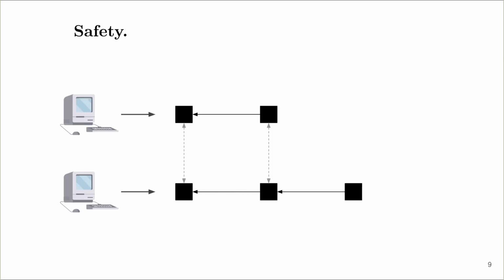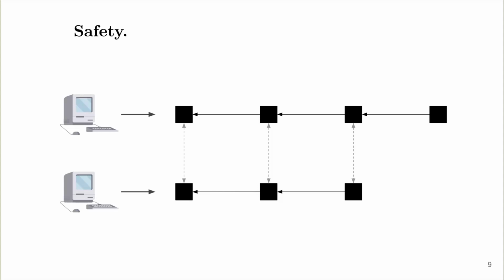But see that the chain of the first party is a prefix of the second party. And that's basically what safety says. So if the chain of the other party in some later round now becomes even larger, still the stable chain of one party must remain a prefix of the chain of the other party. Okay, that's what safety is.